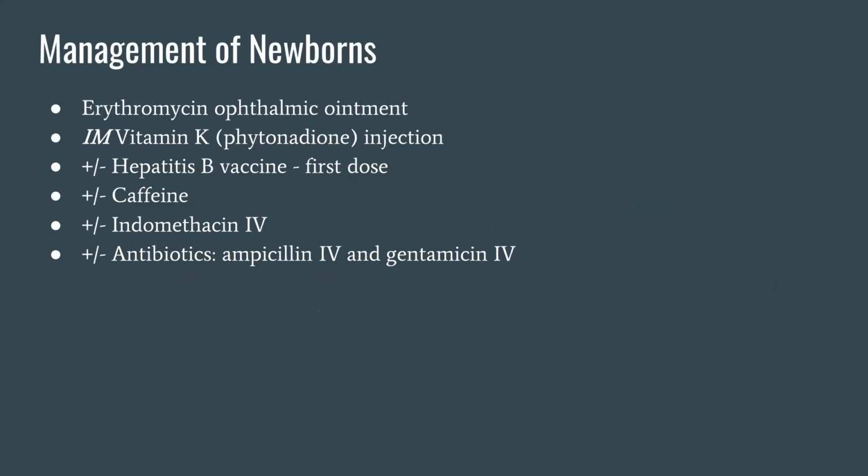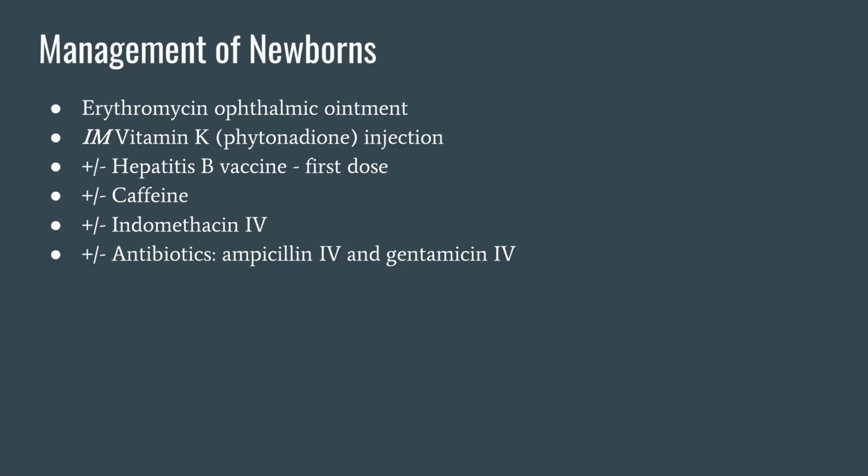All babies, when they are born, are going to get erythromycin eye drop or ophthalmic ointment and intramuscular vitamin K injections. The erythromycin is applied to the baby's eyes to prevent ophthalmia neonatorum, and that can lead to blindness if we don't prophylax for that. The IM vitamin K is to prevent vitamin K deficiency bleeding, and we'll talk a little bit about that later.